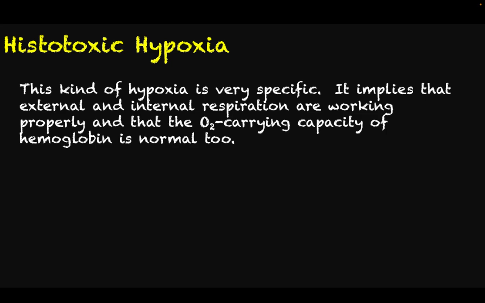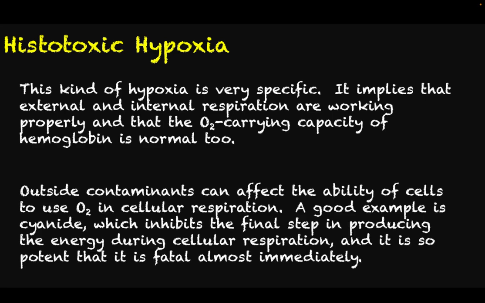And then histotoxic hypoxia, this is a very specific type of hypoxia. What it implies is that external and internal respiration are working properly and that the oxygen carrying capacity of hemoglobin is normal too. So it's indicating that we are doing a good job of obtaining oxygen from the atmosphere and transporting it through the blood. We're just not using it very well once that oxygen gets to the tissues.